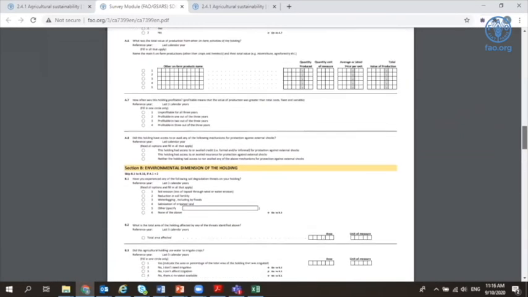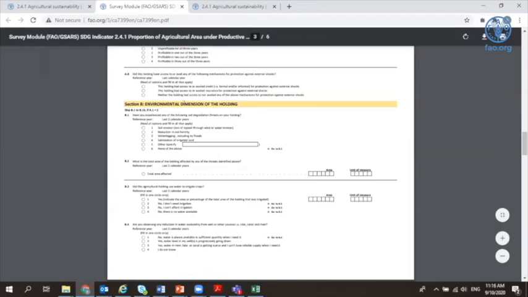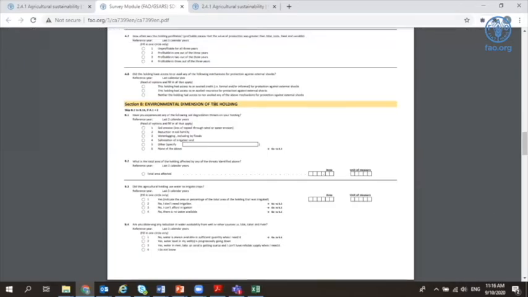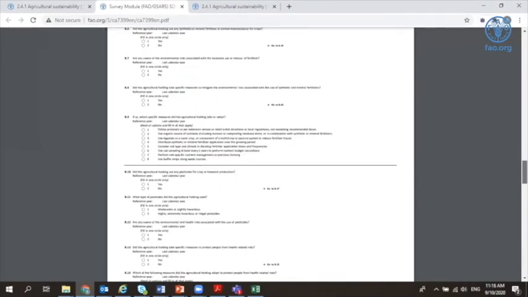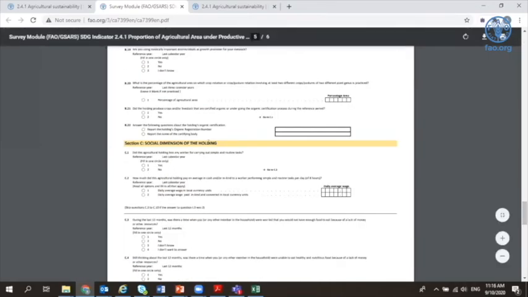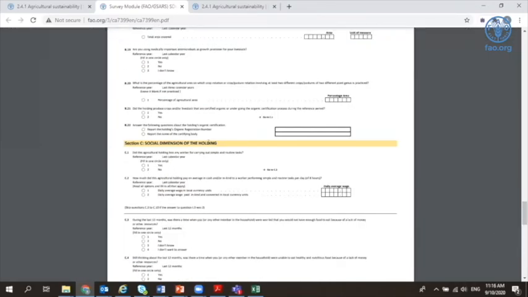Then we have a section on the environmental dimension of the holding, which will help you collect all the information required for the five sub-indicators in the environmental dimension. And then, of course, we have questions on the social dimension of the holding, which will help you collect information on the three sub-indicators of the social dimension.